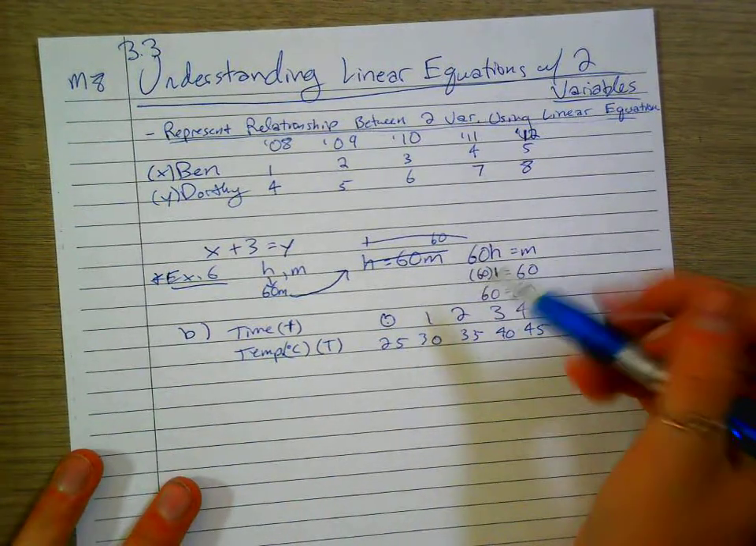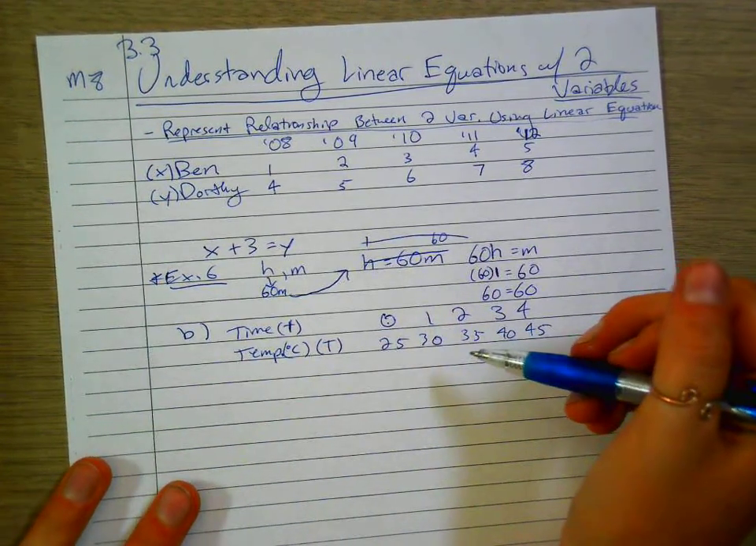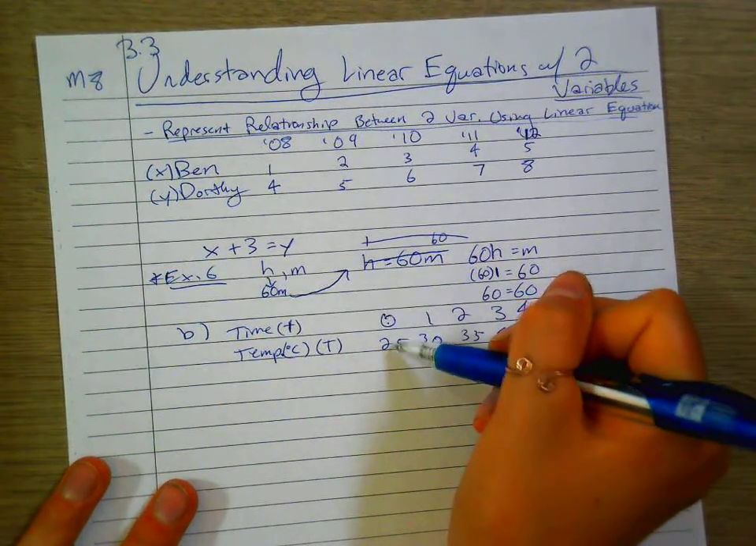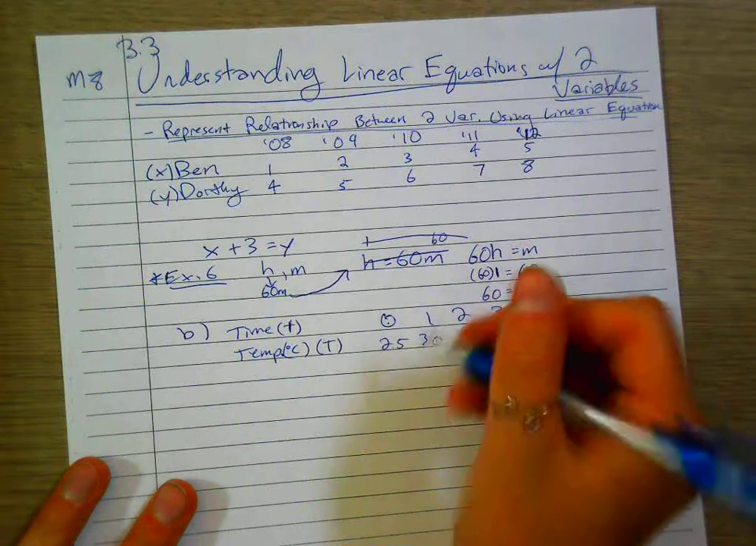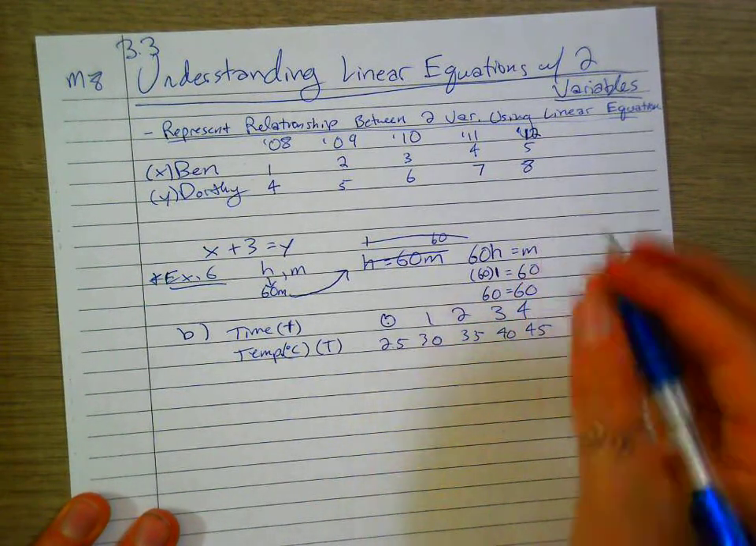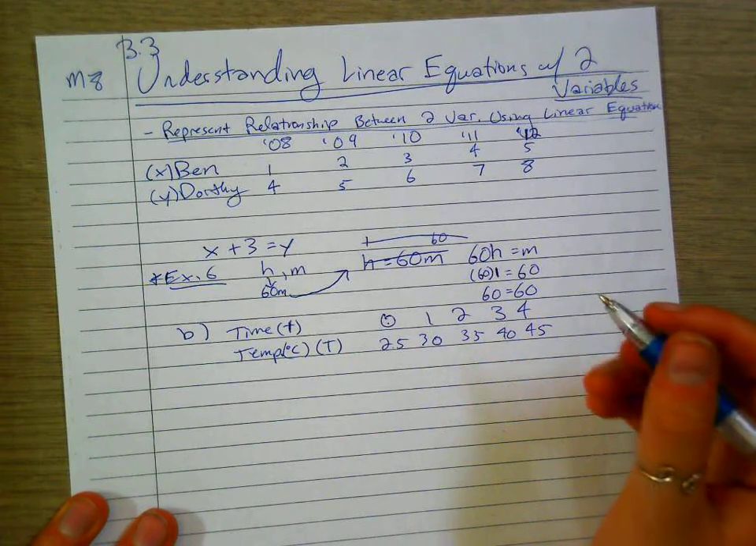Well, we could say 25 equals 25 plus 0, and that's equal to 25 plus 5 times 0.